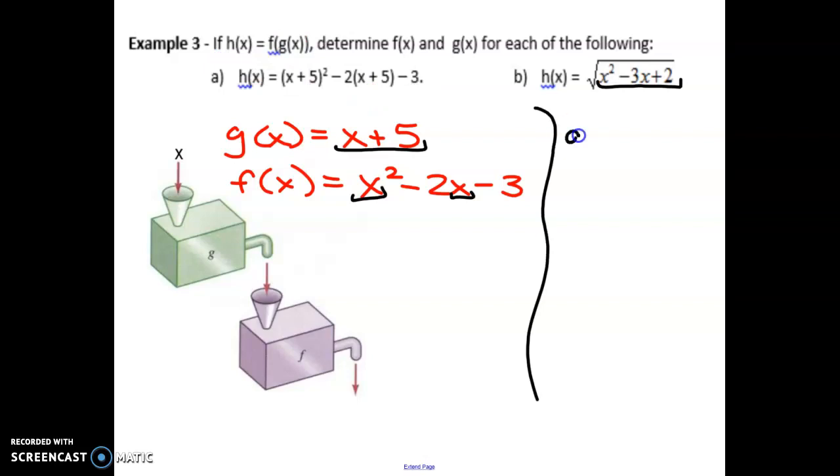So here for h of x, we have the square root of x squared minus 3x plus 2. So I'm looking here, my inner function would be that part that's under the root. And if that was what I plugged in for x, that means my outer function is just the square root of x. So again, what happened here is I would have taken x squared minus 3x plus 2, and I would have plugged it in for x in my f of x equation, giving me h of x.